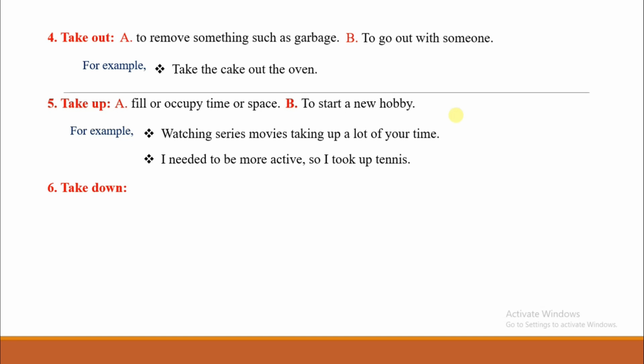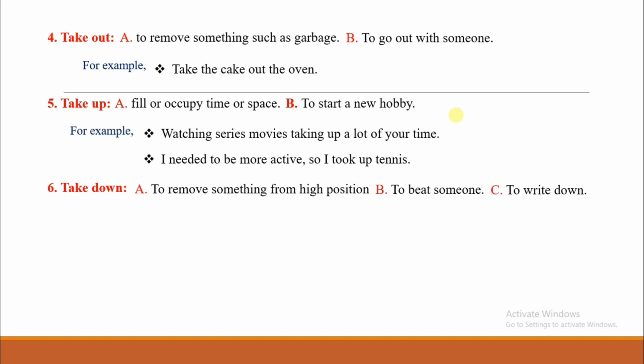Number 6 is take down. Take down has more than 2 meanings. The first meaning is to remove something from a high position. Maybe if something is at the roof of your house, and you take it to the ground, you take it down. The second meaning is to beat someone. Maybe if you fought with someone and knocked the other person down, you beat them, so we can say you took them down.